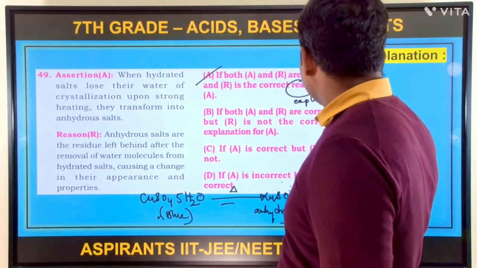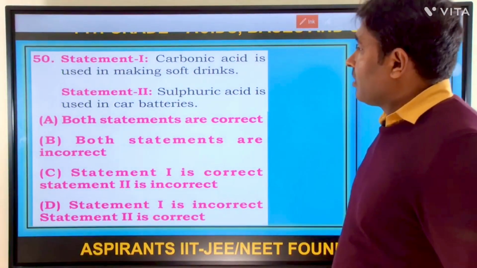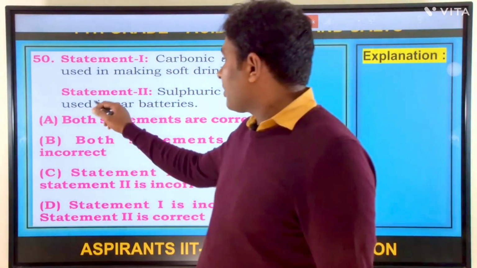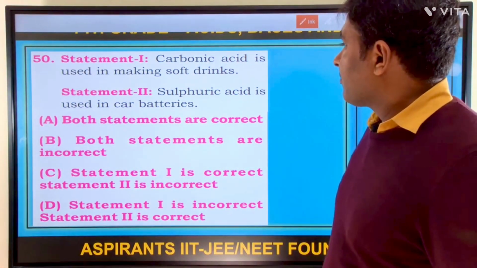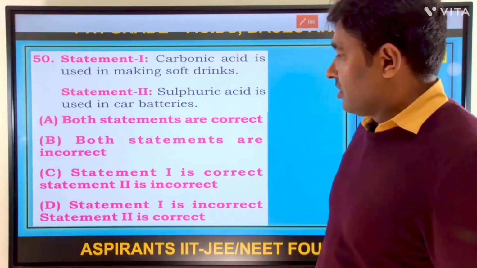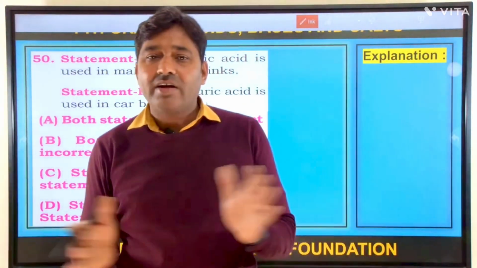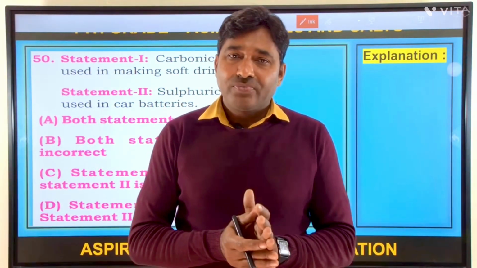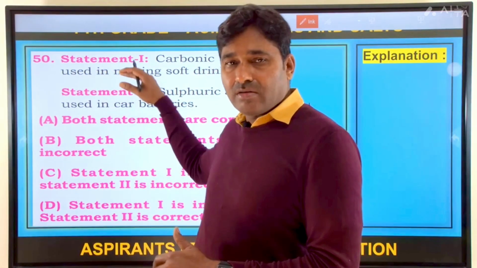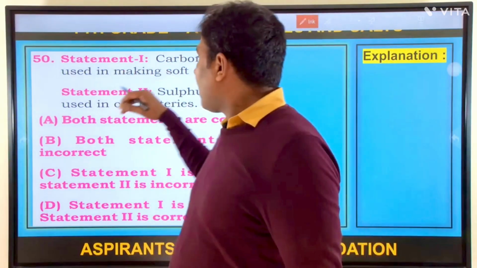Then we go to number 50. Carbonic acid is used in making soft drinks. Sulfuric acid is used in car batteries. These are statement type questions, meaning both statements are individual and not interlinked with each other. We need to focus separately on each and every statement. Both may be correct, one may be correct, or two may be correct. In that way we need to identify.